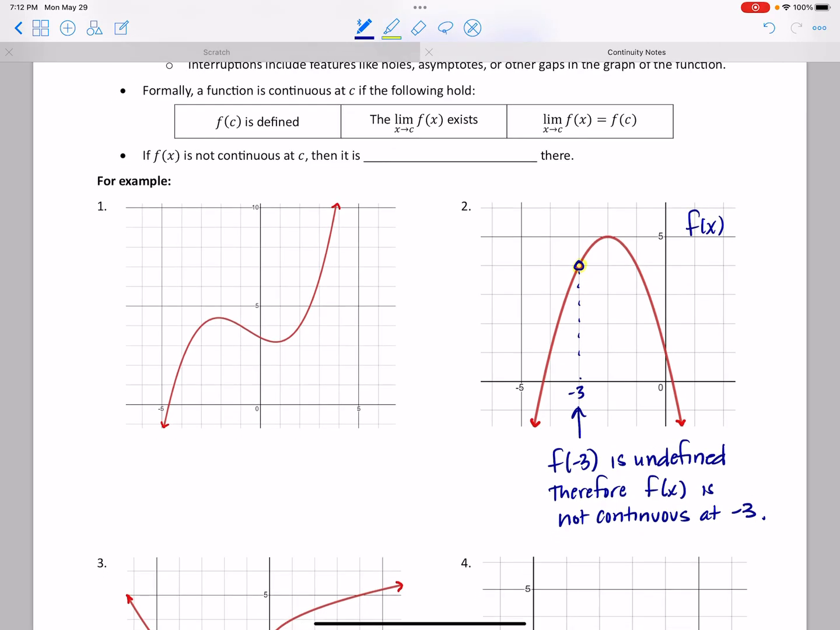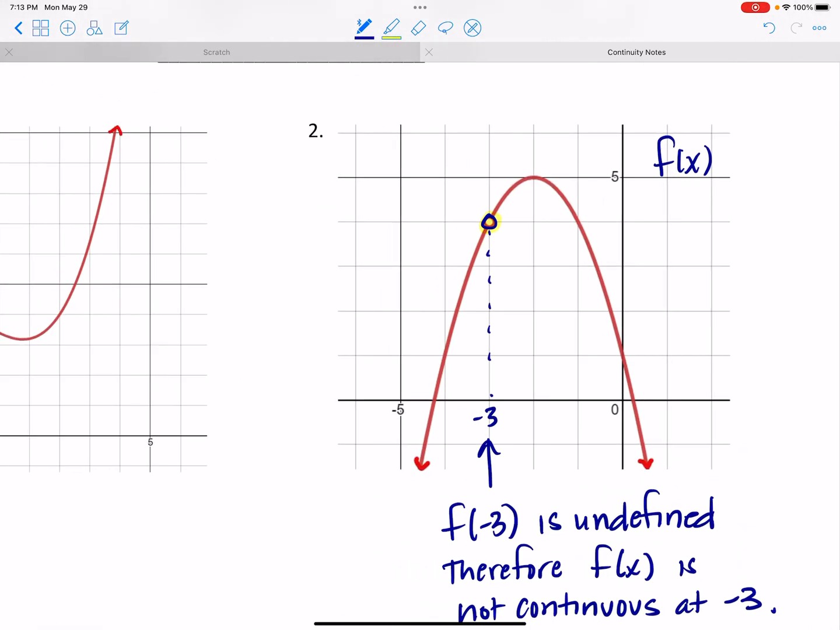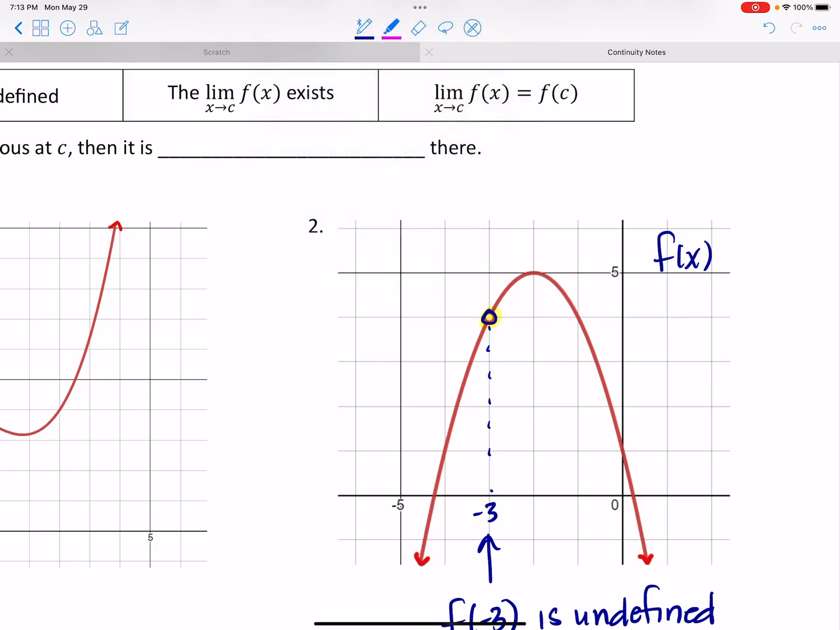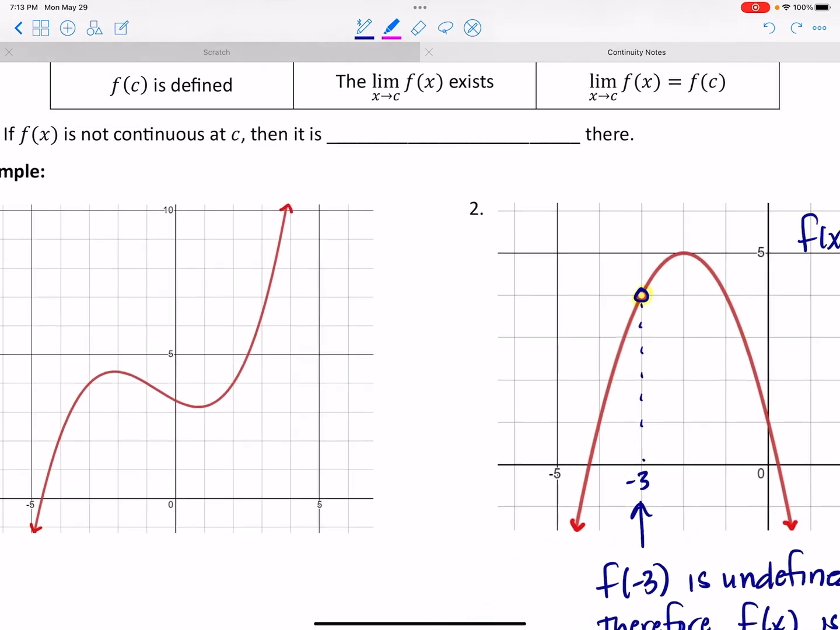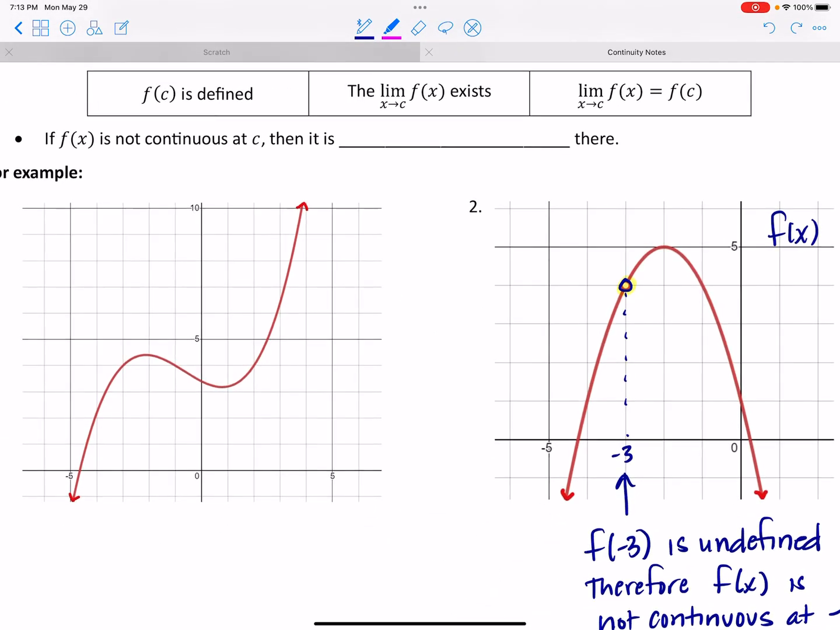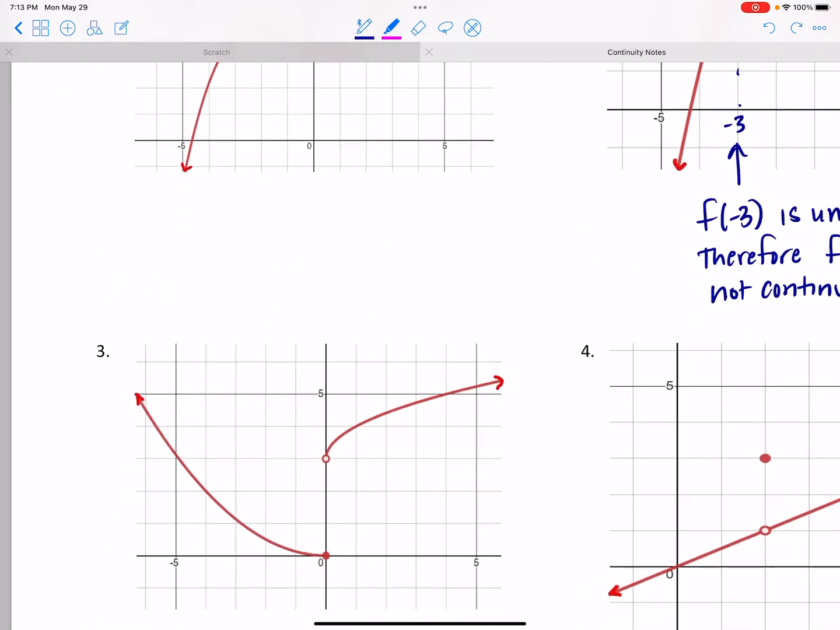Also, the limit of f of x as x approaches that value has to exist. So in example 2, the limit does exist. As we're approaching this x value from both directions, whether I approach from the right or from the left, we are approaching a fixed y value of 4. So the limit exists, but the function isn't defined at that point. So let's look at an example where the limit does not exist.